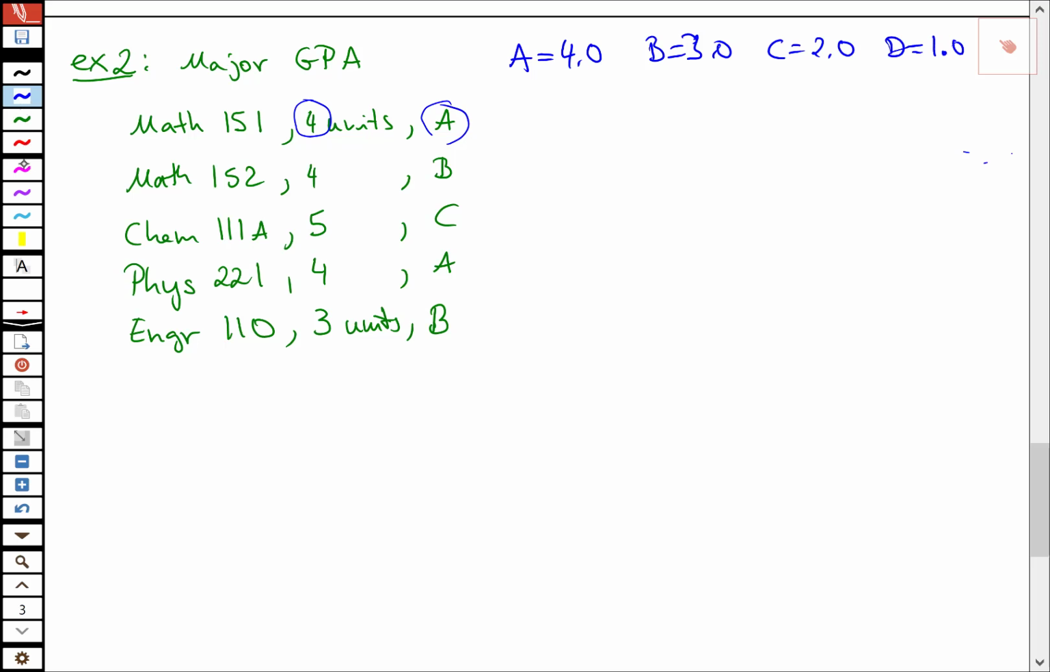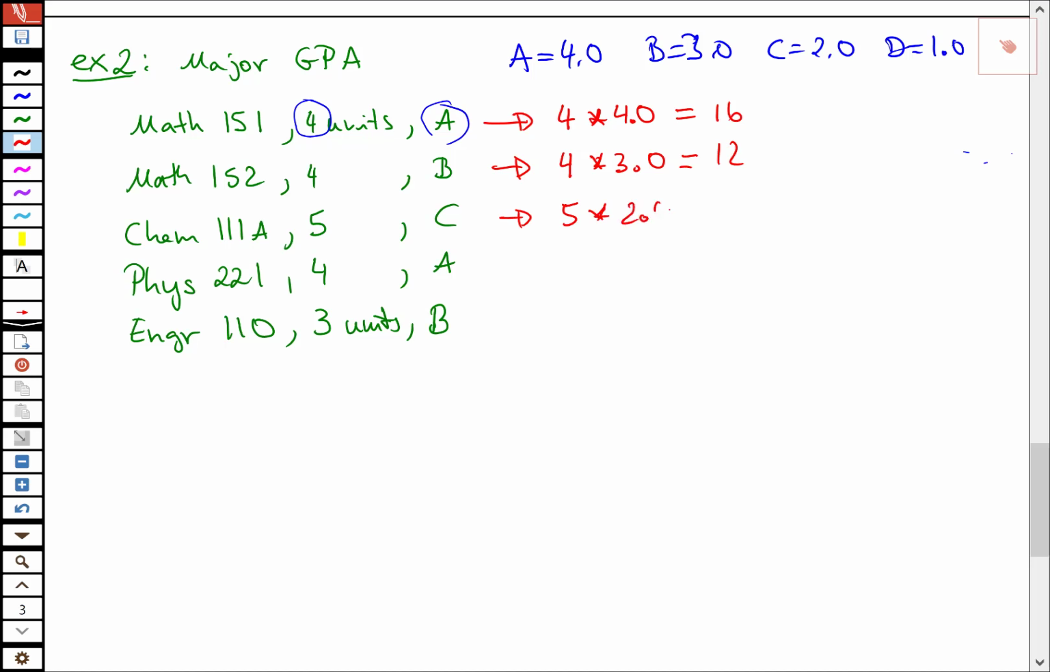Okay, so the first thing you're going to have to do is multiply the number of units times the GPA points for that grade. So an A is 4.0, so 4 times 4.0, so it's 16. Then for Calculus 2, again, you have 4 units, but you got a B, so you multiply it by 3.0, you get 12. Chem 111A, you have 5 units.